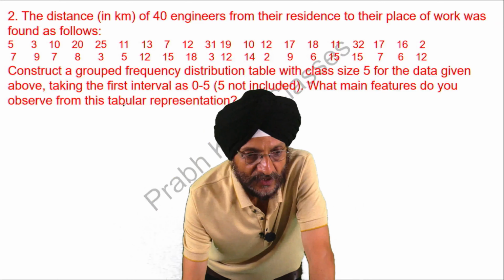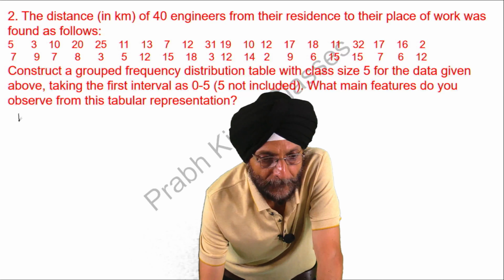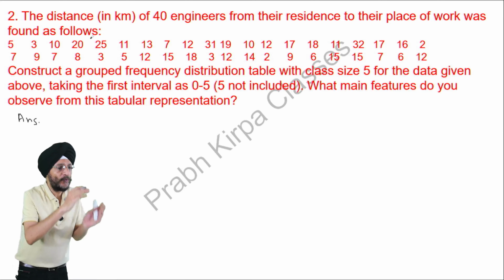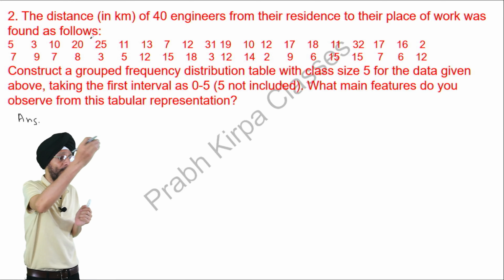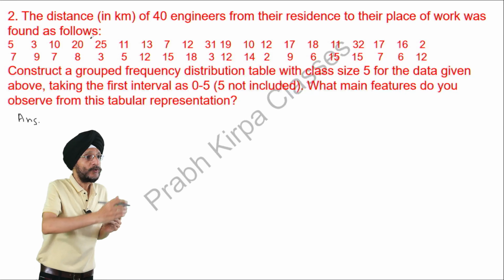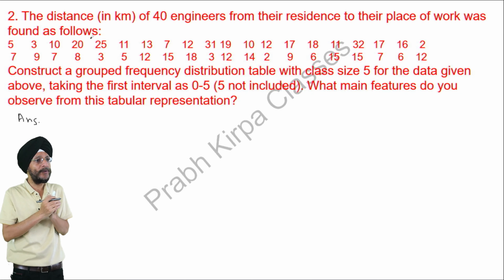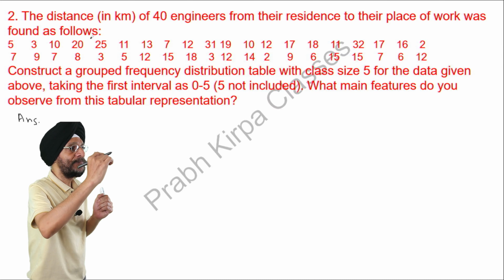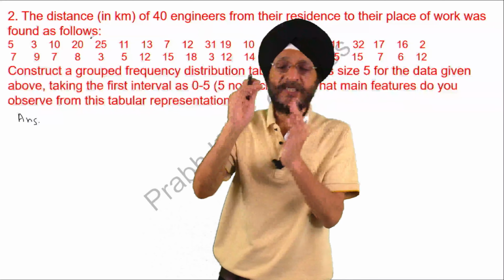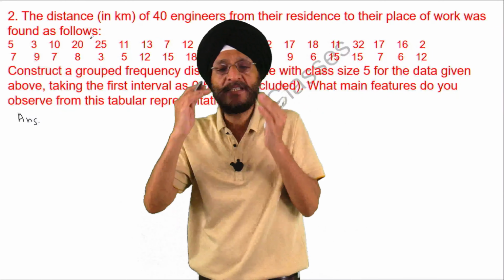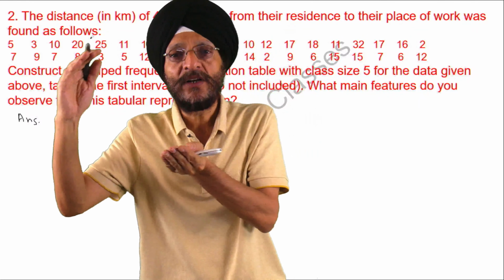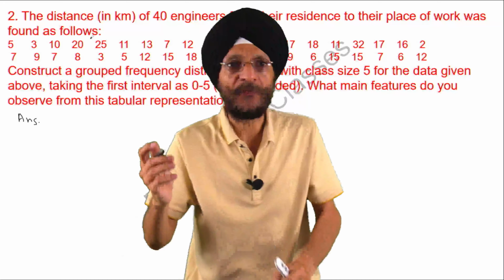So now, the answer. First we will have to form the grouped frequency distribution table. We will have to form groups. So first, for forming the groups, we will have to find out the minimum distance a particular engineer has to travel and the maximum distance which an engineer might have to travel to go to office.